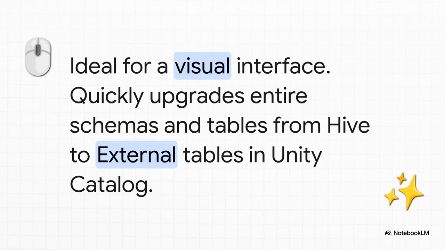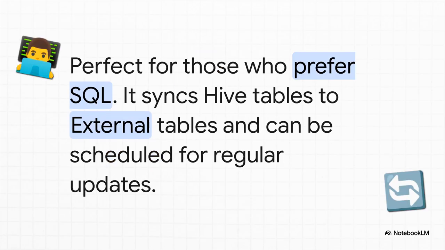You can select whole groups of tables and upgrade them to external tables in Unity Catalog with just a few clicks. It's fast, it's visual, and it's incredibly easy. Now, if you live and breathe SQL, then the sync command is going to be your best friend. It does the same thing as the wizard, creates those external tables, but you do it all with code.